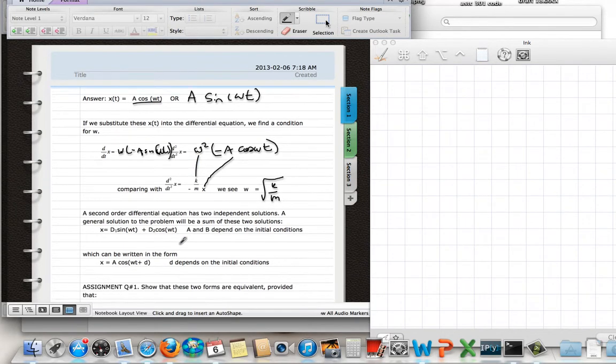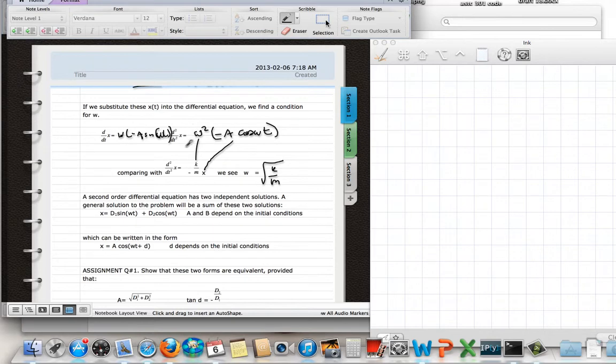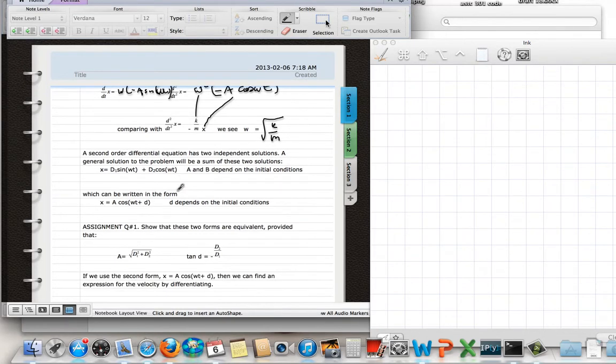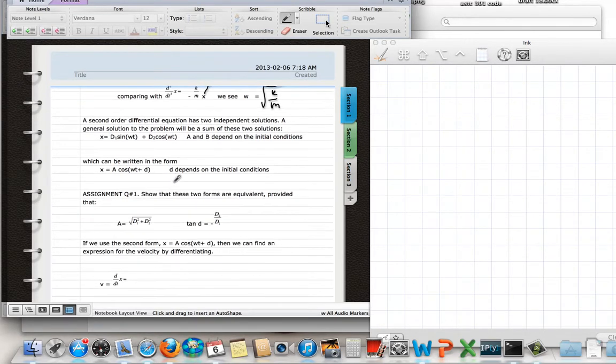Now, a second order differential equation, and it's second order because of the second derivative here, has two independent solutions. So for a general solution of the problem, we actually have to take a sum of the sine solution and the cosine solution. Now, we just showed that the cosine works. You can equally well show that the sine will work as well. Now, there are two constants here, d1 and d2, and those two constants are to be set depending on the initial condition, where the particle is and how fast it's moving in the initial state.